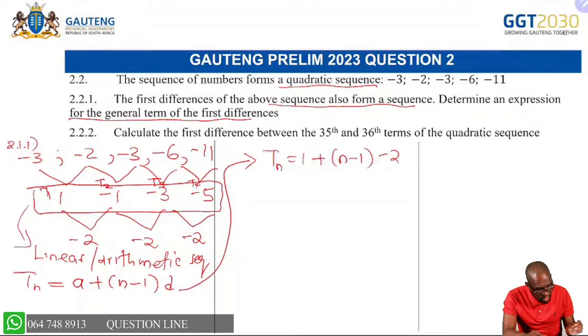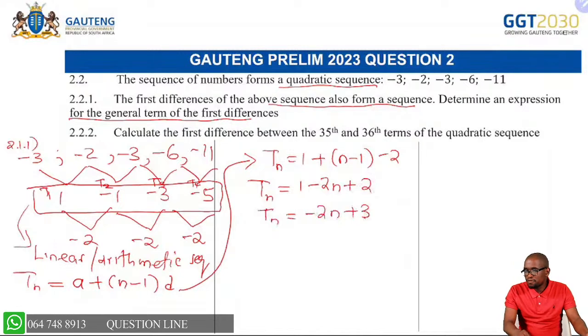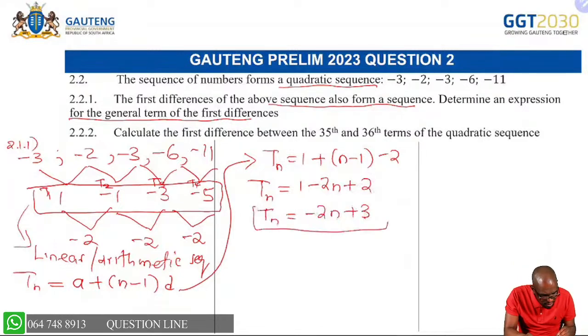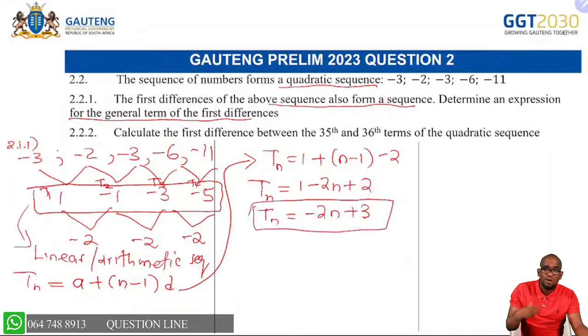So now from here, if you distribute, you get 1 minus 2n plus 2. If you simplify this further, you get minus 2n plus 3. That's negative 2n plus 3. So that now represents the general term for the first differences of this sequence.